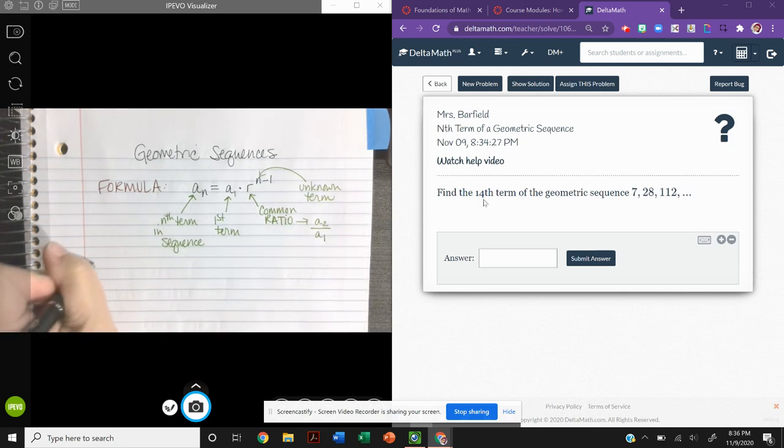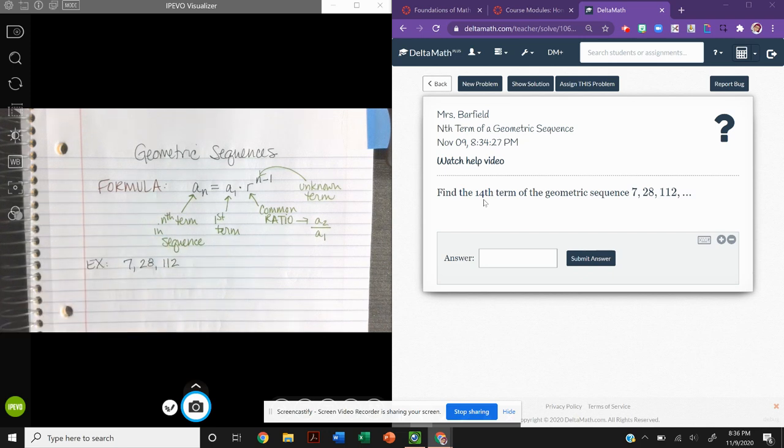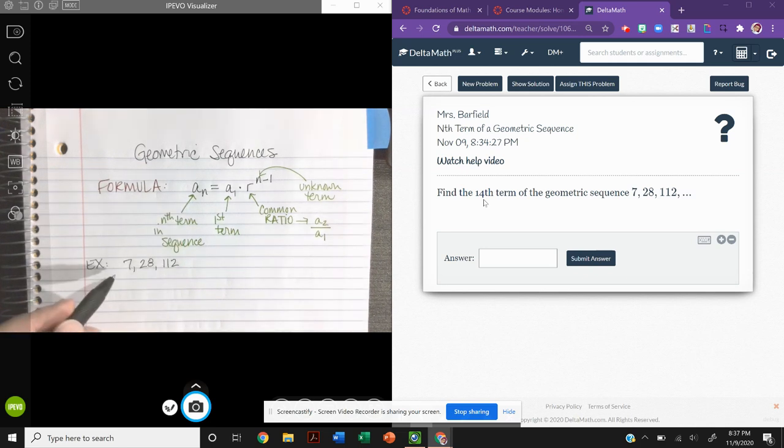If we look at our first example in Delta Math, they've given us 7, 28, and 112. This is a geometric sequence because I am multiplying to get my next term. I'm not adding something, I am multiplying. Some students find this to be a little bit easier because they can see multiplication patterns quicker than they can see adding and subtracting. So all I'm going to do here is take my formula and plug in what I know.